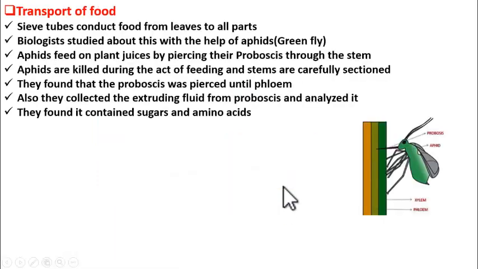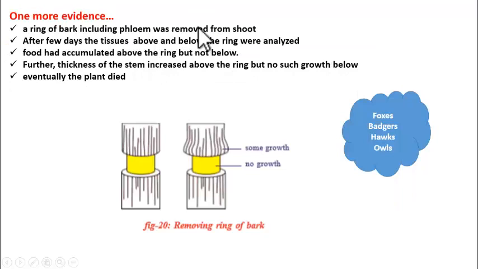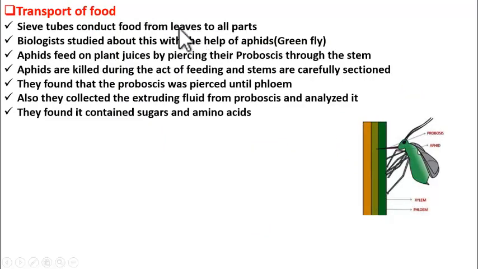Next we shall see transport of food. Students, where is food synthesized in plants? It is in leaves, right? By photosynthesis. Now, this food has to be transported to all the parts of the body. Which tissue helps in this? It is phloem. I told you phloem is made up of three types of cells: sieve tubes, companion cells and phloem parenchyma.